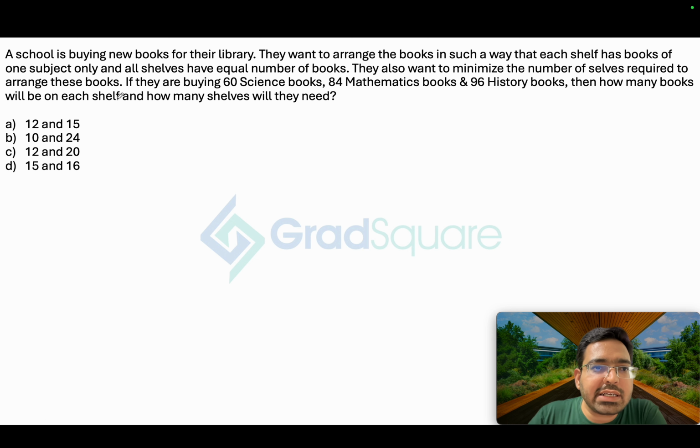Let's have a look at this question. It says a school is buying new books for their library. They want to arrange the books in such a way that each shelf has books of one subject only and all shelves have equal number of books.